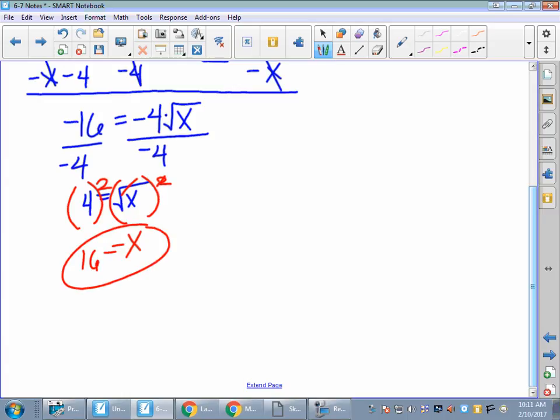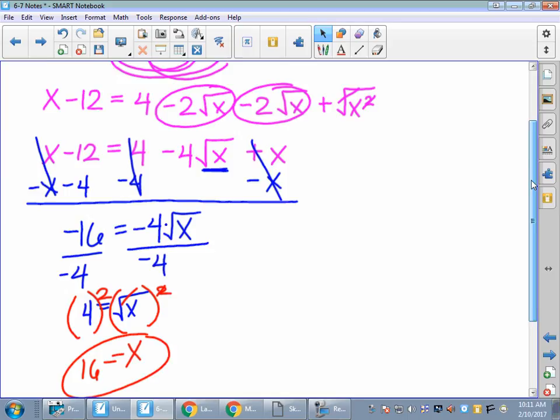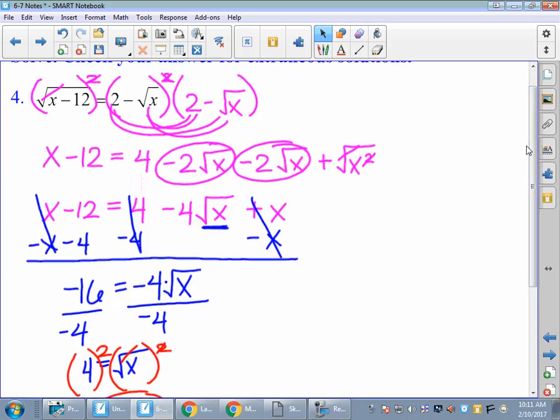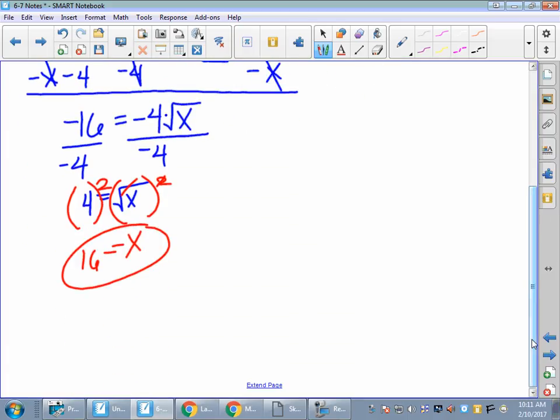I'm going to check my solution, make sure it works. I go all the way to the top to check my solution. And when I plug in 16, I get 16 minus 12 is 4. Square root of 4 is 2. So I got 2 on this side. And when I plug in 16 here, the square root of 16 is 4. 2 minus 4 is negative 2. So 2 and negative 2 do not match. That means this is an extraneous solution.